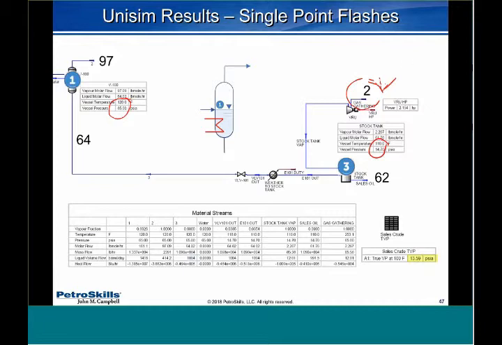The other thing that I want to highlight here is that HYSYS or Unisim are single point solutions in steady state. So it's at the vapor liquid equilibrium. It's not a measure at the bottom of the tower or the bottom of the tank. And in this case, we're fine. We've got a true vapor pressure that we can sell the crude oil, no problem.